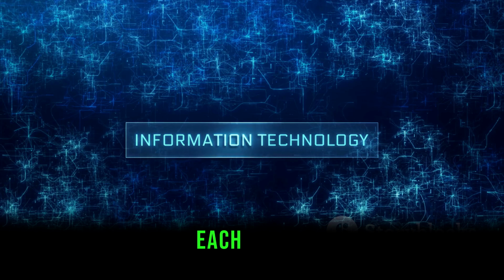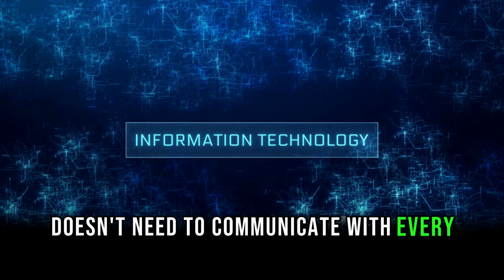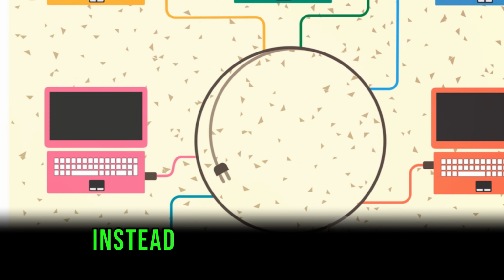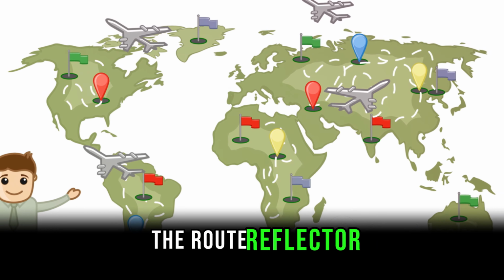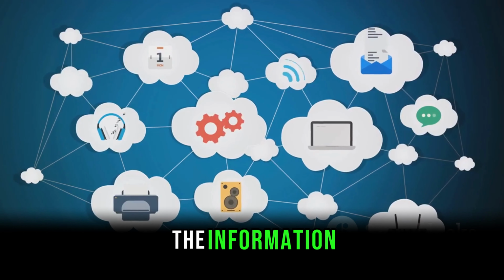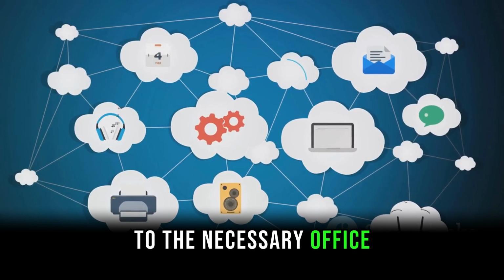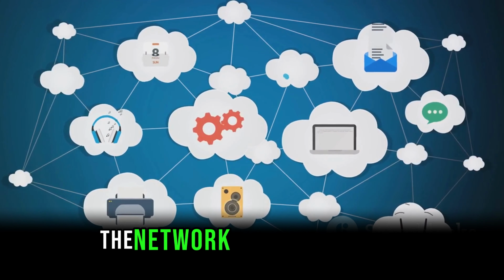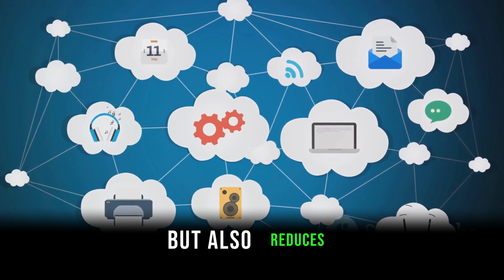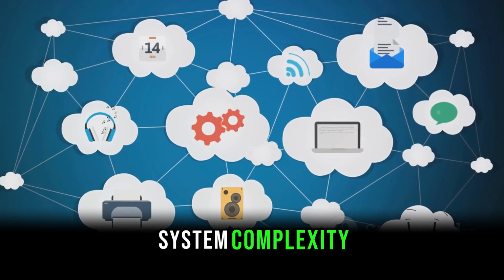This way, each office doesn't need to communicate with every other office directly. Instead, they communicate with the route reflector, which then sends the information to the necessary office. This not only makes the network more manageable, but also reduces the overall system complexity.